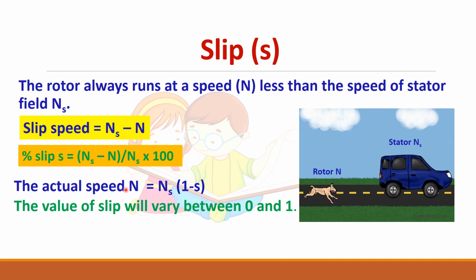So the actual speed of the motor N, we can write it as Ns into (1 minus s), where s value varies between 0 and 1. Suppose the motor is at rest, that is at standstill position, N is equal to 0. So if N is 0, slip will be equal to Ns divided by Ns, so it equals 1. At no load or when it is rotating, slip value will be 0 or some small value will be there.